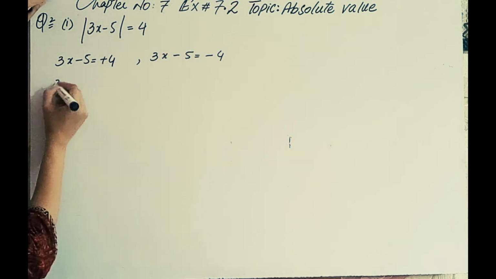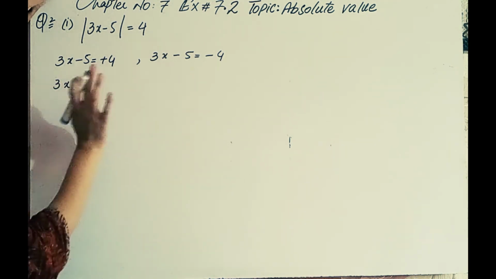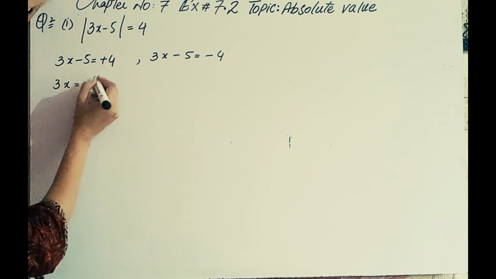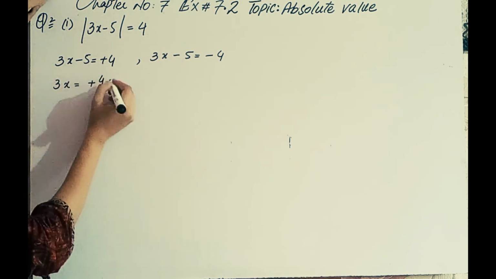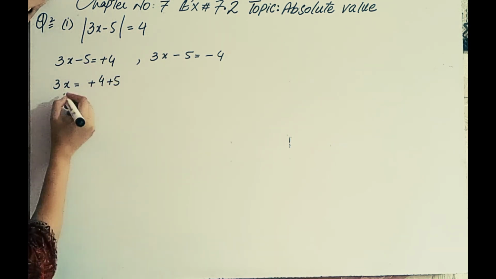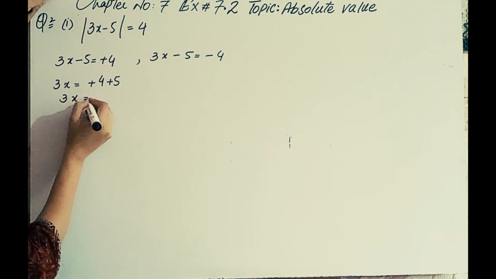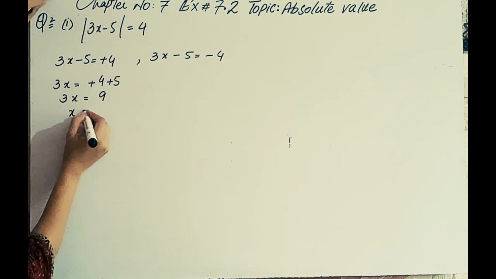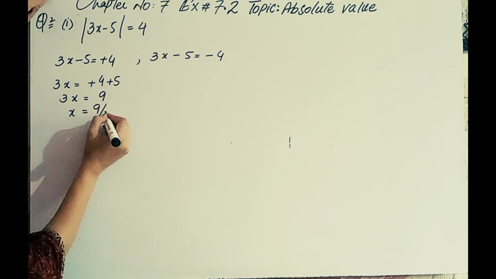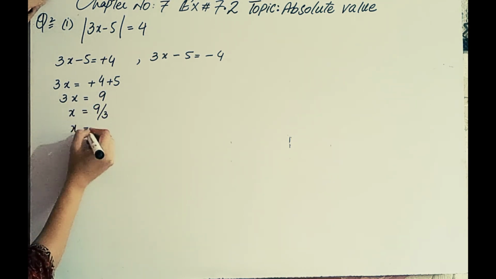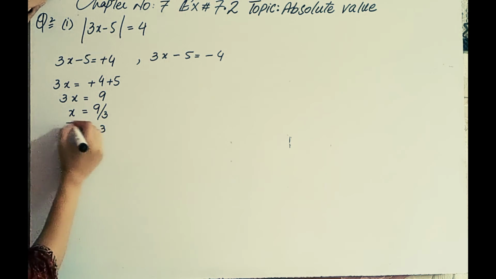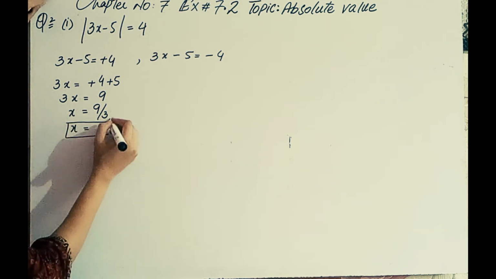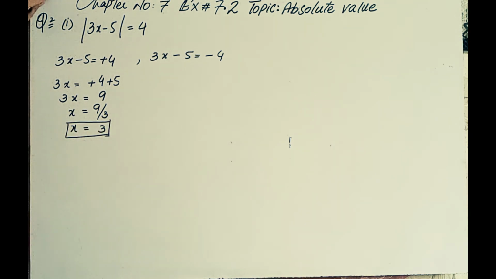Now we will solve these. These are simple linear equations. 3x equals to plus 4, minus 5 on the other side is plus 5. 3x equals to 5 plus 4, which is 9. 3 is multiplied with x, on the other side this will be divided. So the value of x is 9 divided by 3. So x has the first value 3.